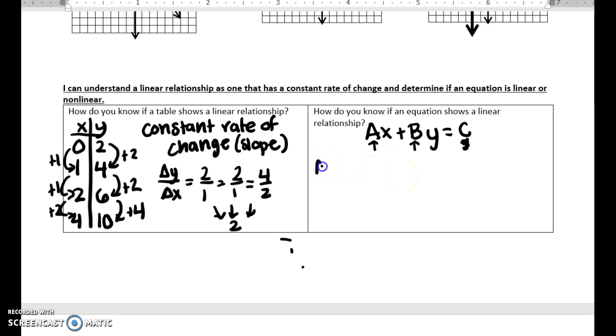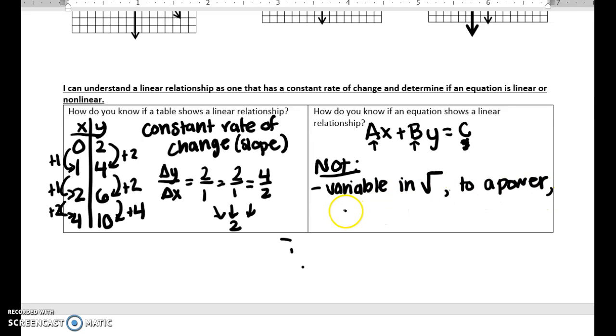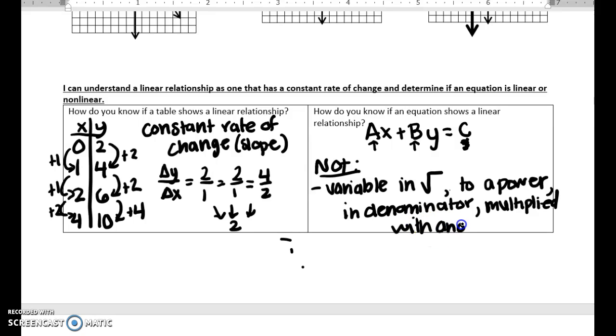Things that you can look out for that would be nonlinear, that would not be linear, would be if your variable is in a root, if it's to a power other than 1, if the variable is in the denominator, or if your variables are being multiplied with another variable. So all of those are things to be on the lookout for.